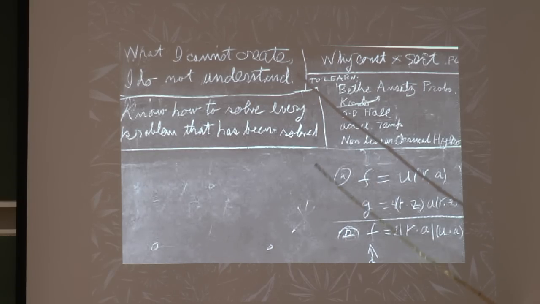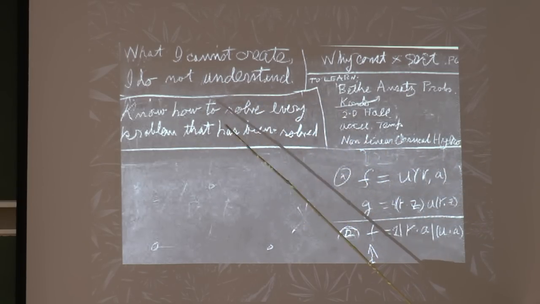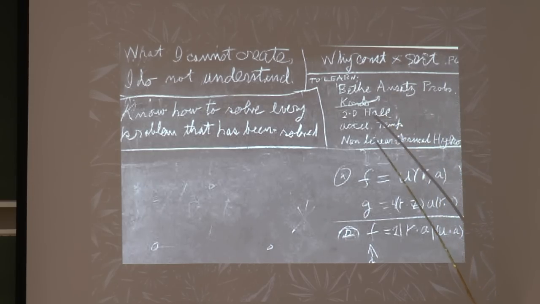And he left some remarks about what he wants to do. For example, he wants to know how to solve every problem that has been solved. That's his agenda. But also, on a short time scale, he wanted to learn something about other physical effects, like the 2D Hall effect. But also, he wanted to know about something that he named acceleration temperature, which is exactly the Unruh effect I'm going to tell you about.